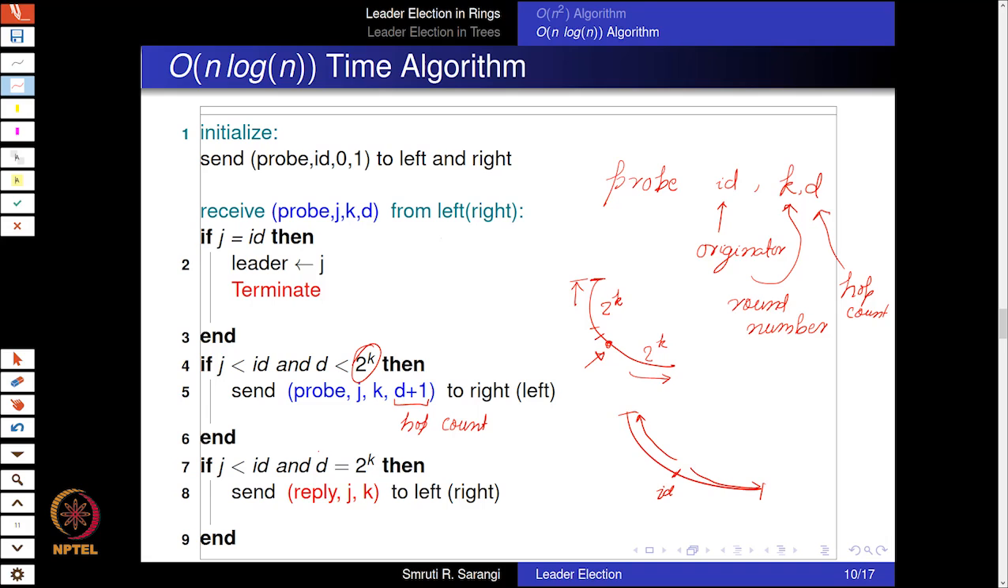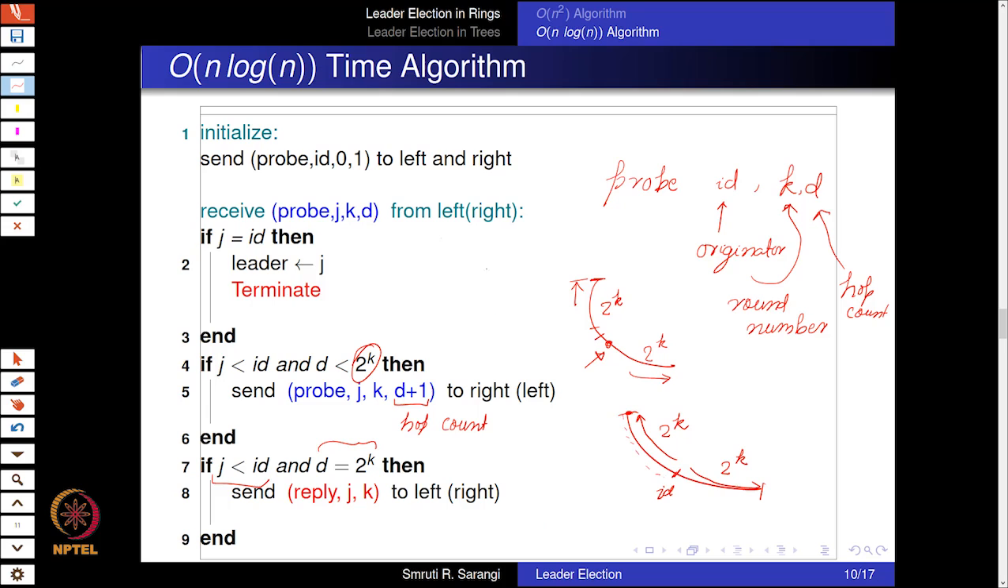Now if it reaches the hop count, in the sense I reach the end of the window, and at the end of the window, j is less than id still holds and d is equal to 2 to the power k. So what did I say? We'll consider 2 to the power k nodes on this side and 2 to the power k nodes on the other side. So let's say at the end of the window, I still find j is less than id. In this case, id of course is a local property for that node. But as far as we are concerned, the originator, at least from this path, has the minimum. We send a reply back.